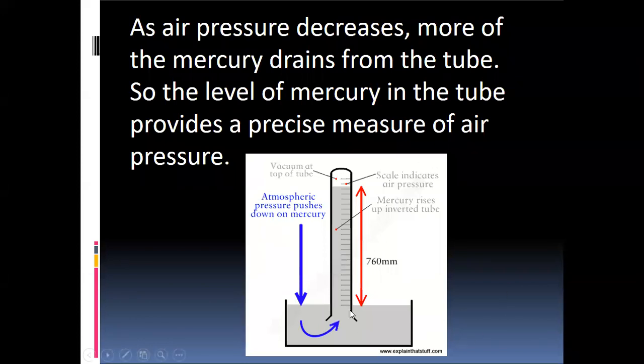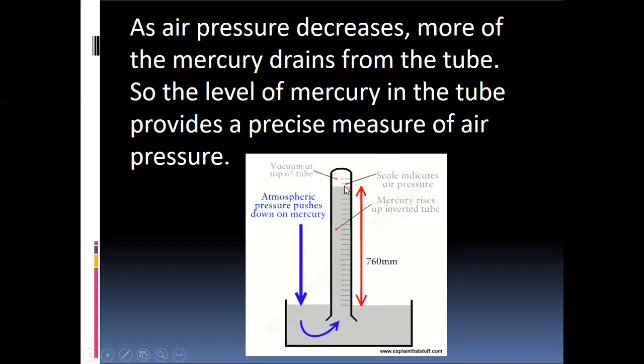This is a diagram of a simple barometer. A simple barometer was constructed by Torricelli, who was a student of Galileo Galilei. It is also called a Torricelli barometer. It consists of a narrow, thick glass tube, as you can see in this diagram, about 1 meter long and sealed at one end. You can see at the top side it is sealed.